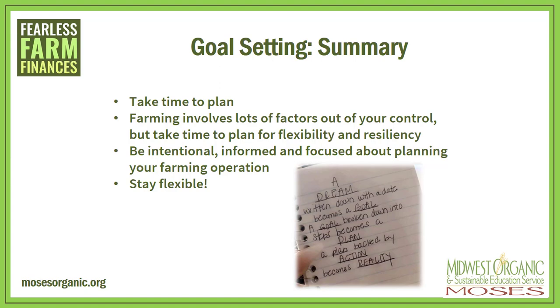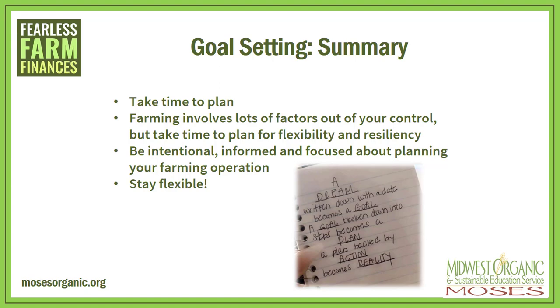Farming involves a lot of factors that are out of all of our control, but if you take time to plan, it helps you plan for flexibility and resiliency. The third one, be intentional, informed, and focused about your planning for your farming operation. And include others. Have others at least look over your plan, criticize your plan, give comments, give options. And last, it goes right into that staying flexible. You obviously have to make decisions, but if you can stay flexible, it helps you be informed and focused about other things as well.